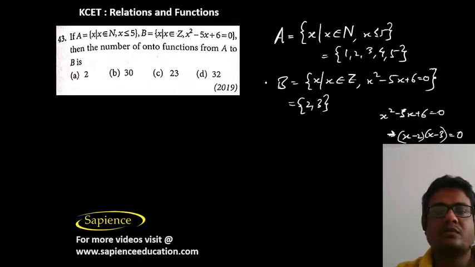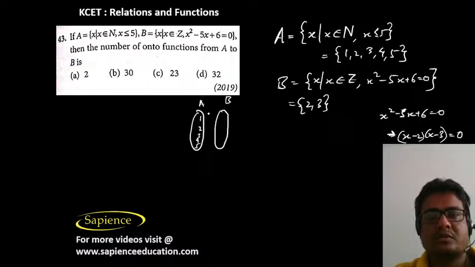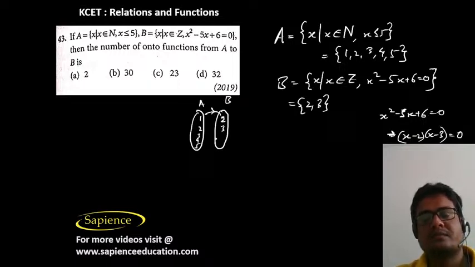Then the number of onto functions from the set A to the set B. A has 1, 2, 3, 4, 5 and B has 2 and 3. We have to find the onto functions from A to B.